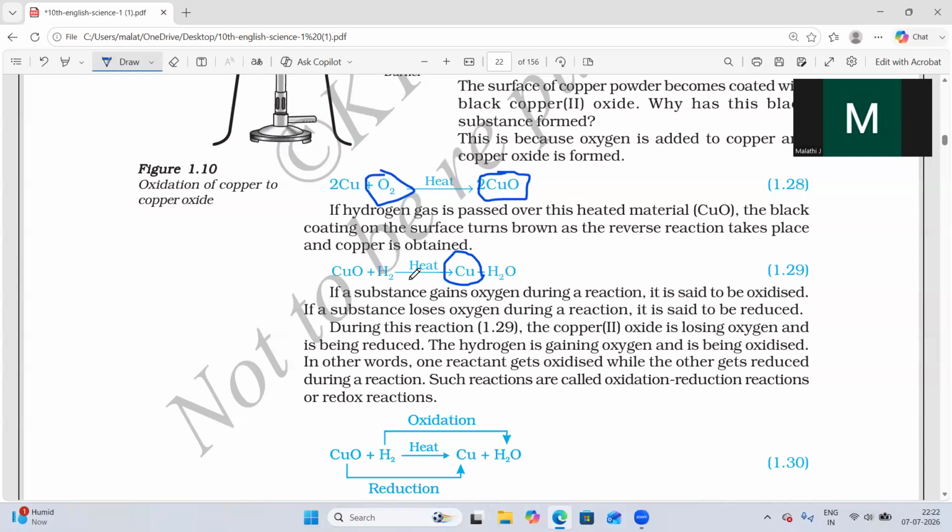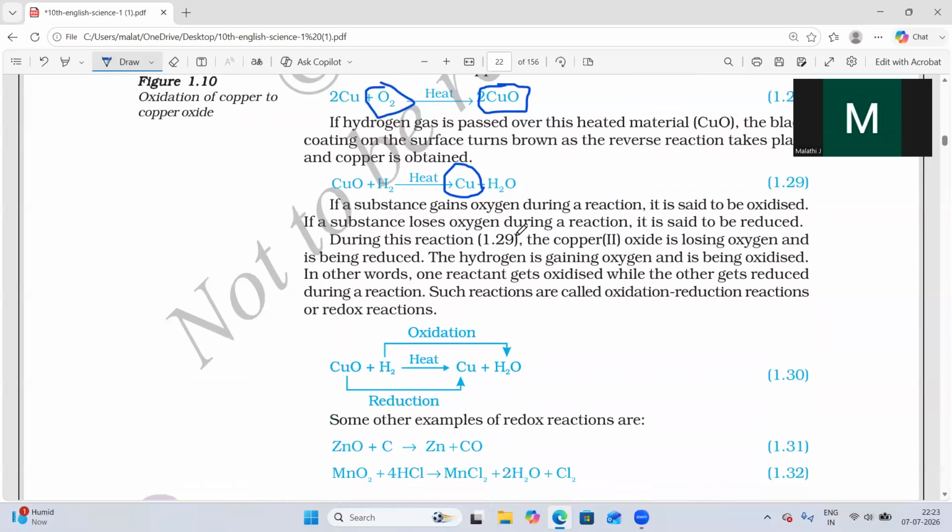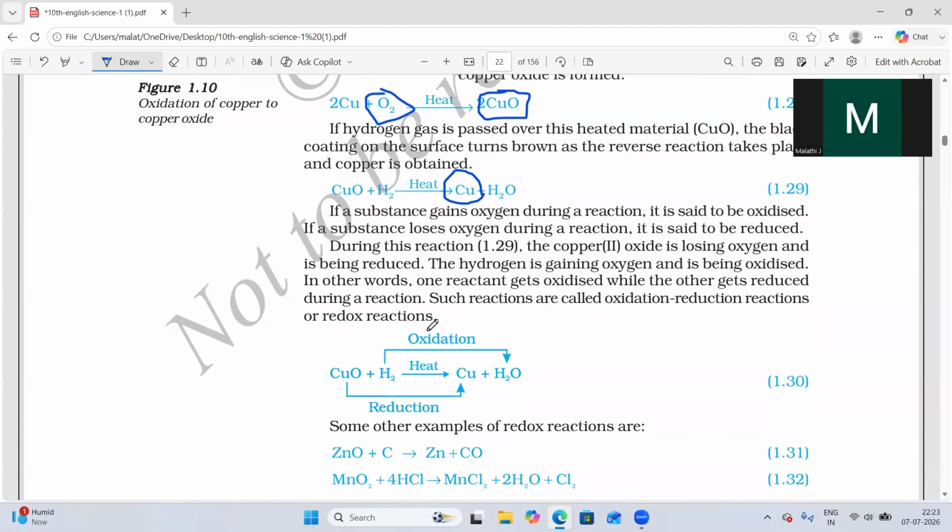Sometimes, during the reactions, there is loss of oxygen or addition of hydrogen. Then those reactions are called reduction reactions. Reduction means addition of hydrogen and removal of oxygen. When oxidation and reduction both take place in a single reaction, that is called a redox reaction.